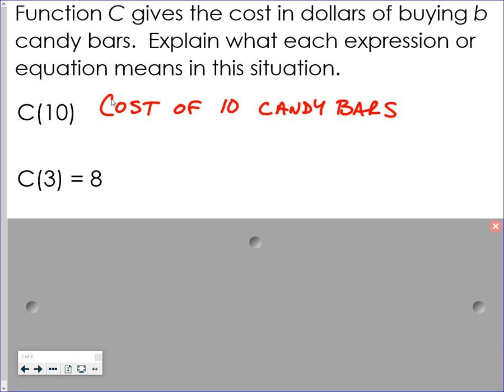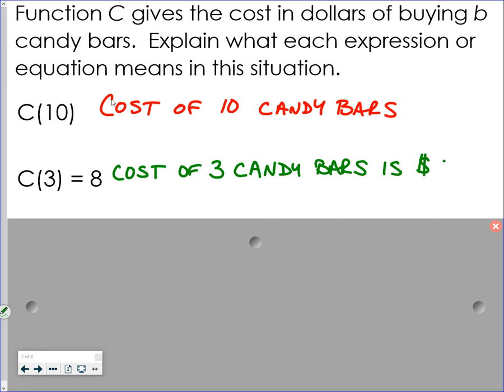Now, this one is an actual equation. So I know that my input is 3. So I'm talking about 3 candy bars. So this is going to be the cost of 3 candy bars. And this time I know how much that cost is. The value of that whole function this time is given to me, and that cost is $8. So I know how much 3 candy bars would cost.